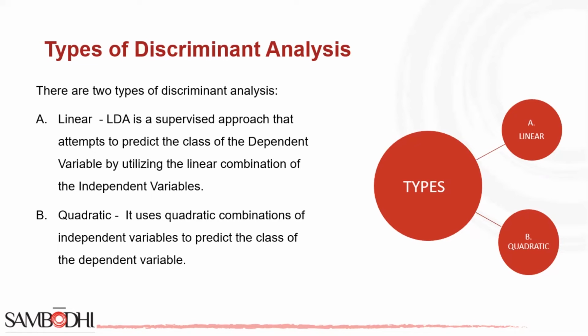Next is quadratic discriminant analysis. It is basically a subtype of linear discriminant analysis that uses a quadratic combination of independent variables to predict the class of the dependent variable. The assumption of the normal distribution is maintained, even if it does not presume that the classes have an equal covariance. The QDA produces a quadratic decision boundary.